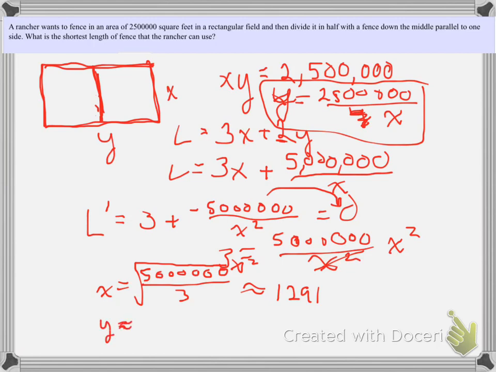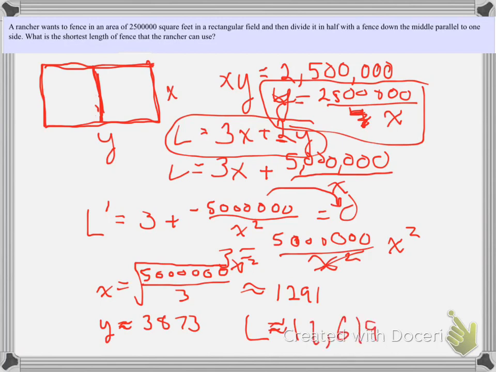which is going to be approximately 3,873 feet. And then plugging those values into the equation we found for L right here gives us that, let's use approximate since we did round, 11,619 feet.